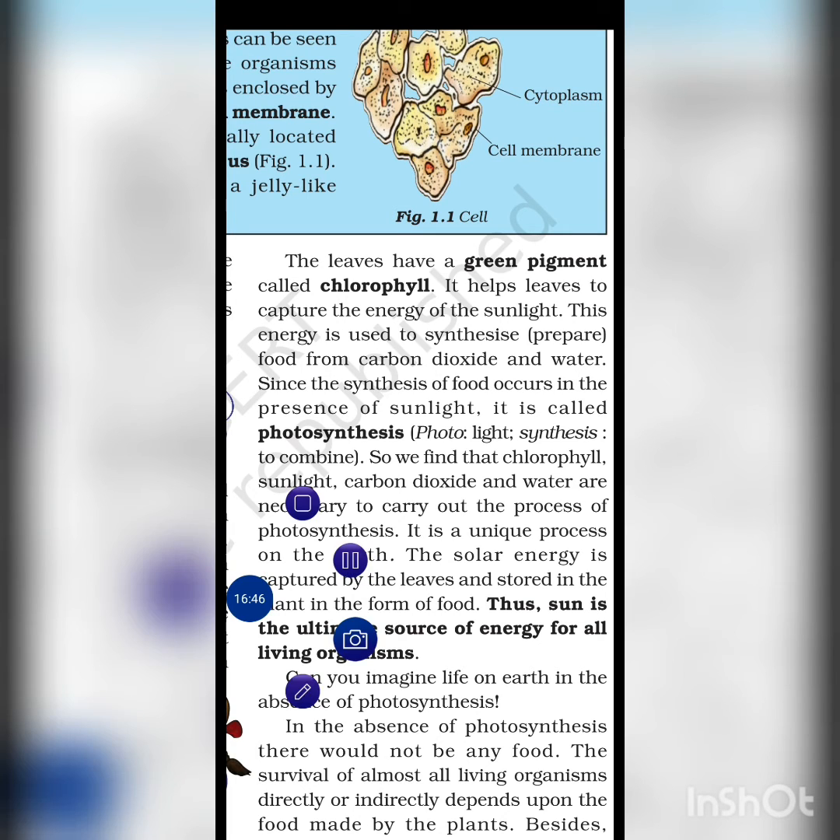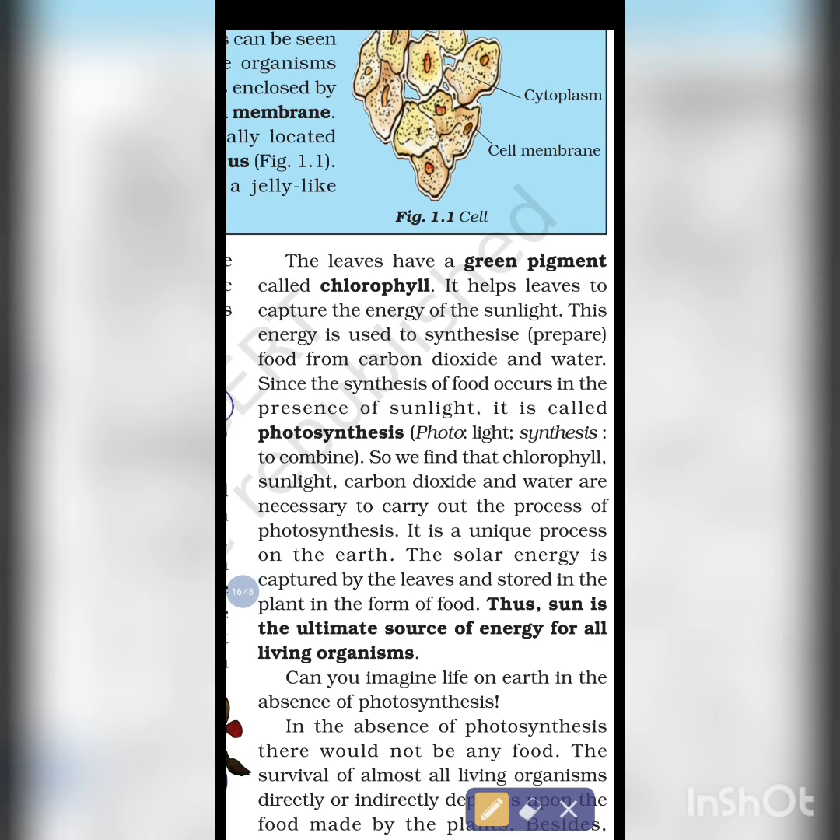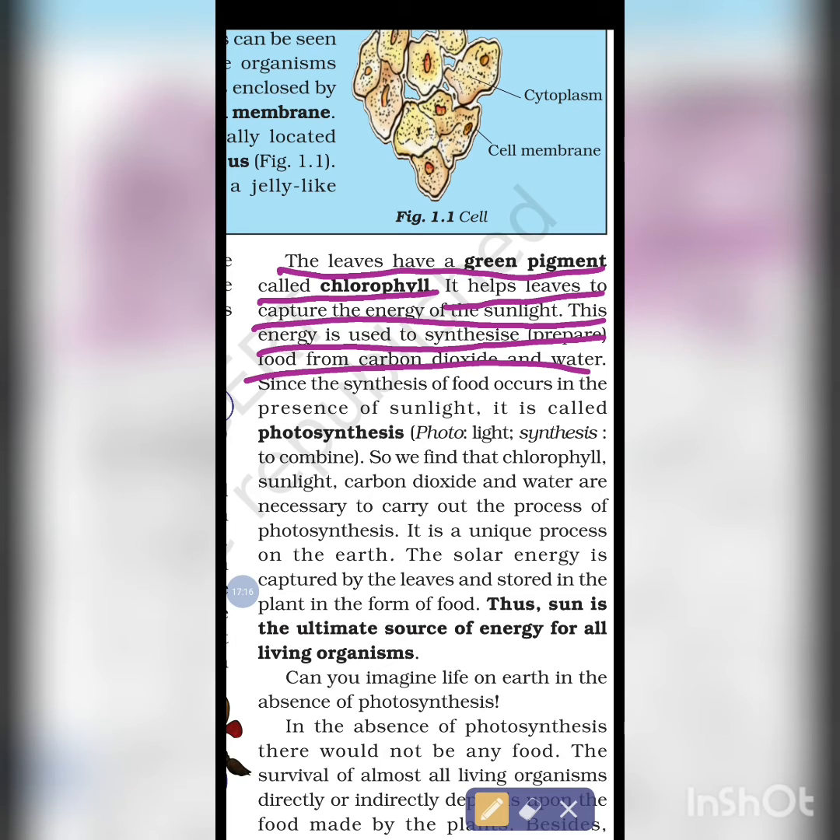Called chlorophyll. Now underline the definition of chlorophyll. The leaves have a green pigment called chlorophyll. If the question will be what is the function of chlorophyll in the leaves, the answer will be: it helps leaves to capture the energy of the sunlight. This energy is used to synthesize, prepare food from carbon dioxide and water.